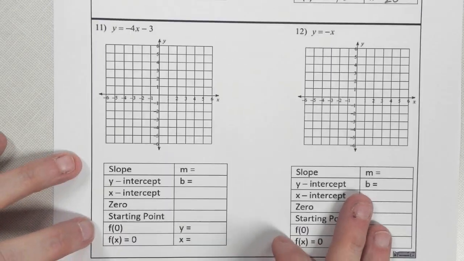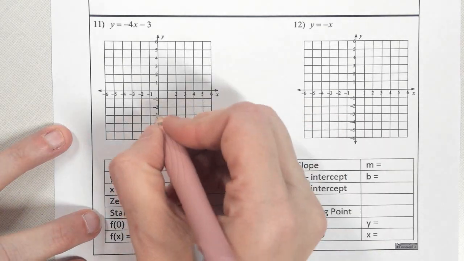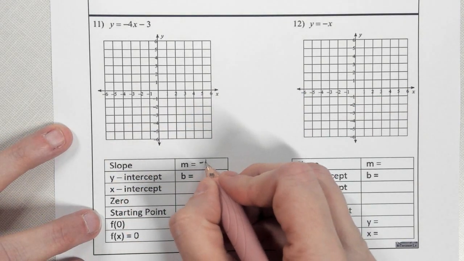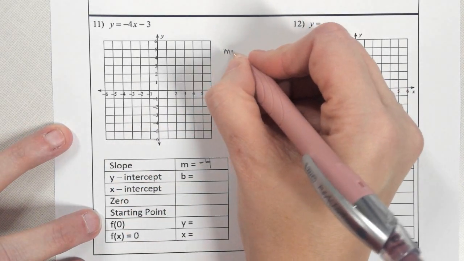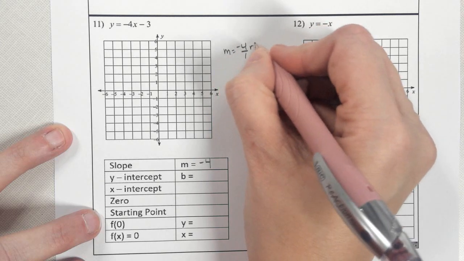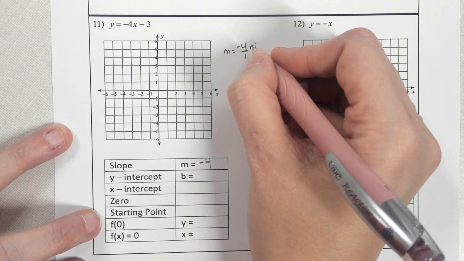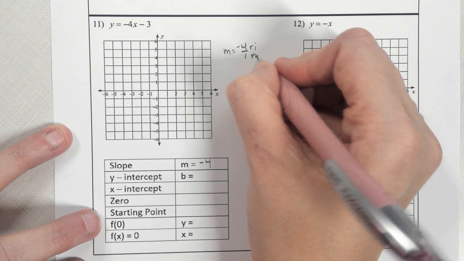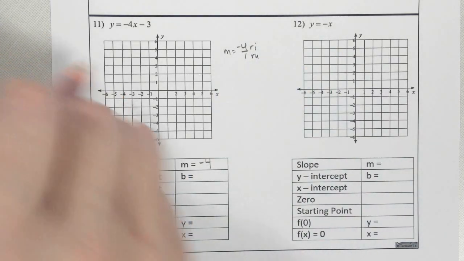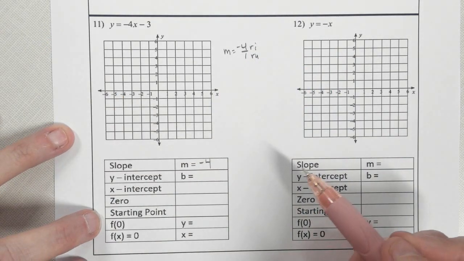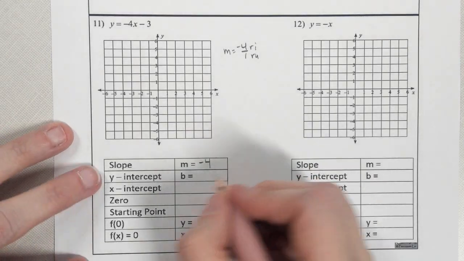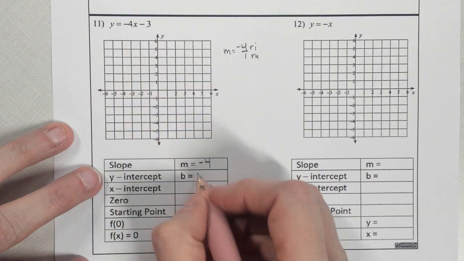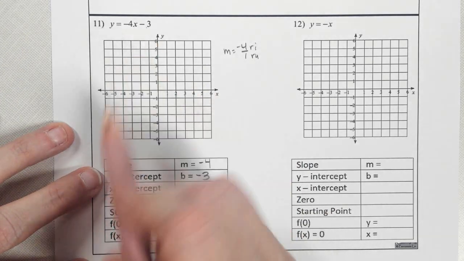Okay, let's try another one. This one is -4x minus 3. So my slope is -4, which I'm going to write as -4 over 1 because I'm going to rise -4 and run 1. Now remember, this line should be going downhill. So if I'm doing my rise over run right, I should see it going downhill. My y-intercept is -3. I'm just pulling that straight out of the equation.